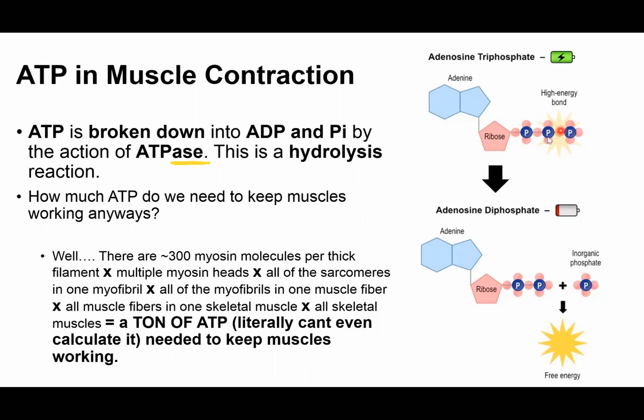Now, this is a very high energy bond, so this is where we get the energy from. And whenever this bond is broken, so whenever we use ATP, this bond here is the one that gets broken down, and we are left with ADP, which is adenosine diphosphate, 2 phosphate groups, 1 inorganic phosphate group, and that bond that we just broke is going to release energy.